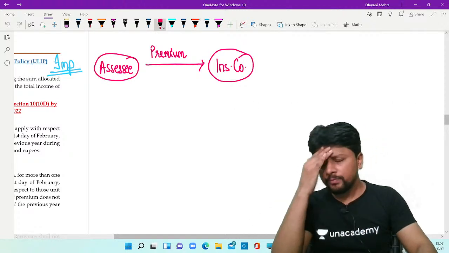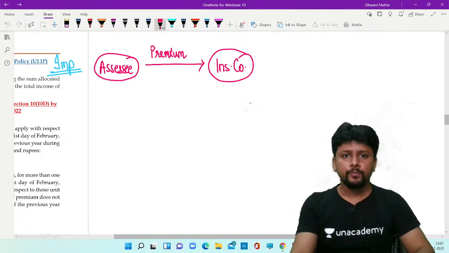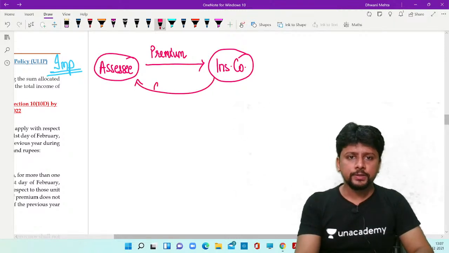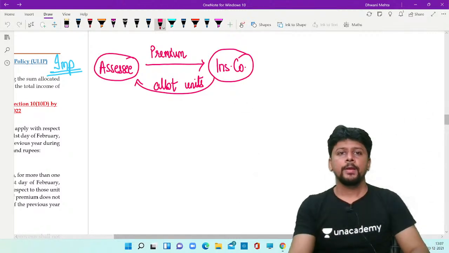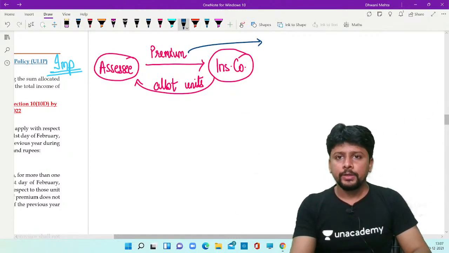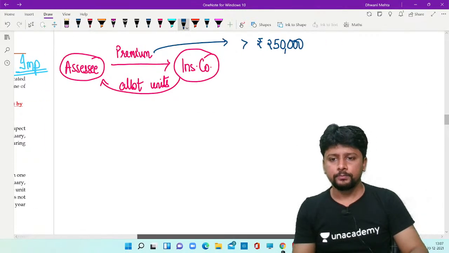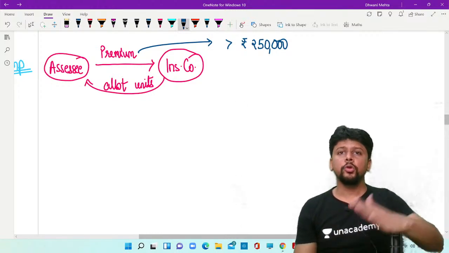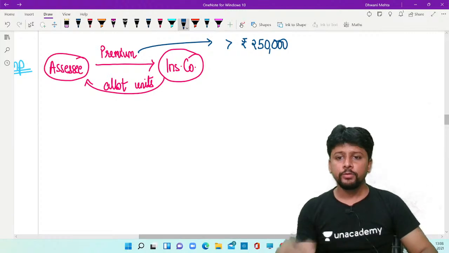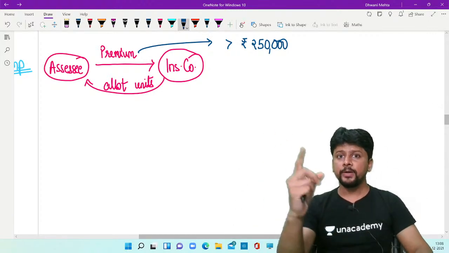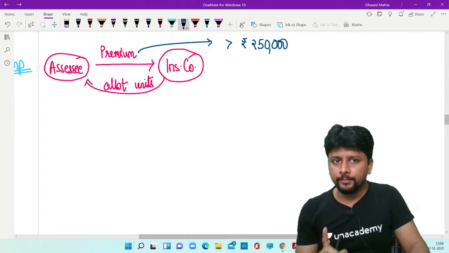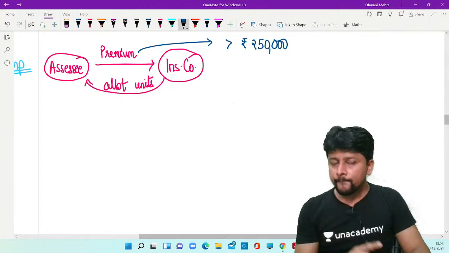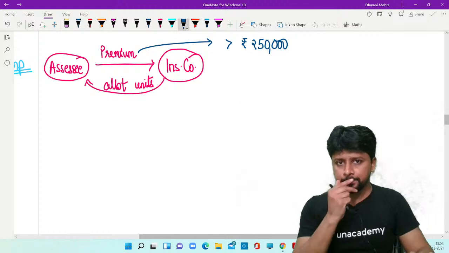So the assessee purchases a ULIP, pays premium, and for this premium, the insurance company is going to allot units. This will be done every year. Now, the Act is saying that if this premium is greater than 2,50,000, then such a ULIP is no longer covered in the exemption. Now you will pay premium every year, so every year you will be allotted units. Just keep this at the back of your mind.